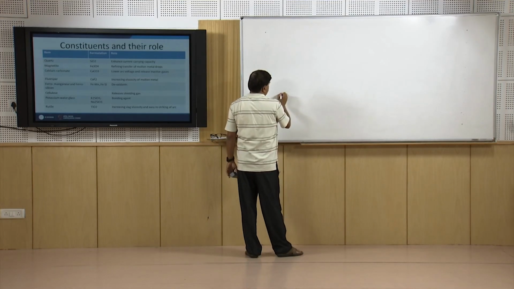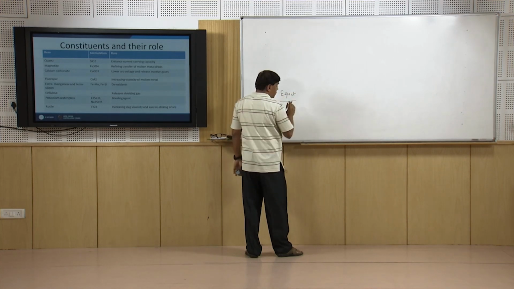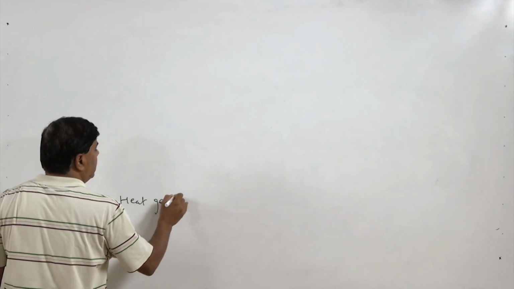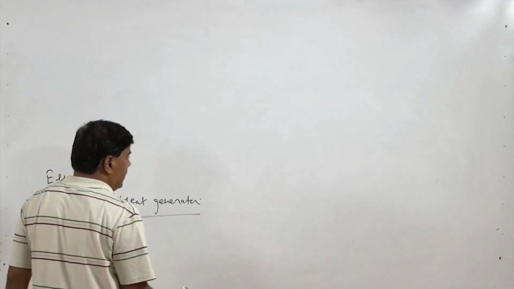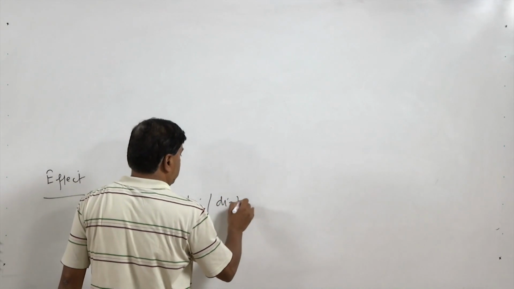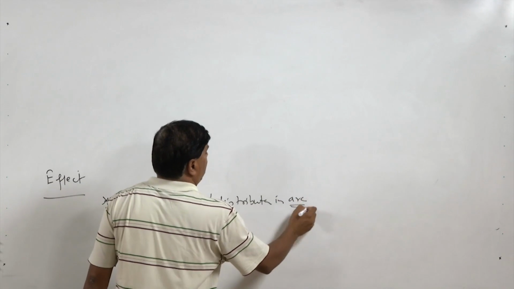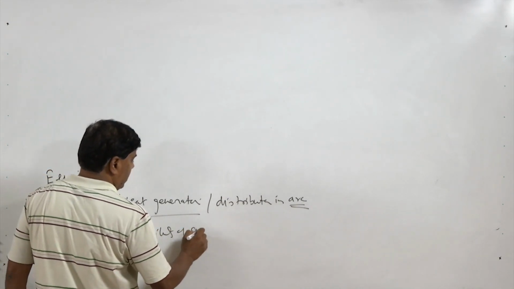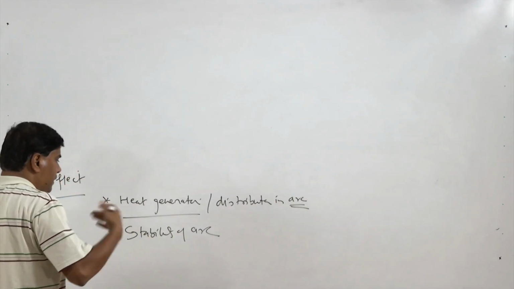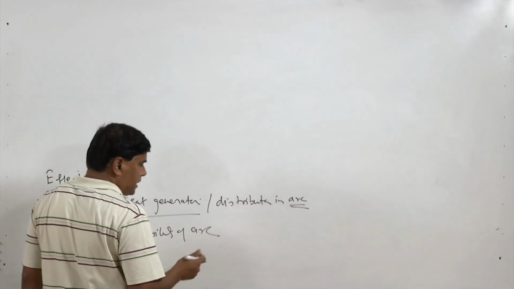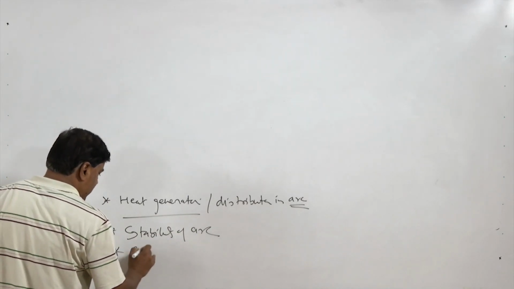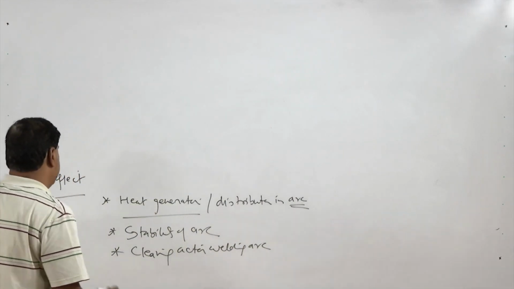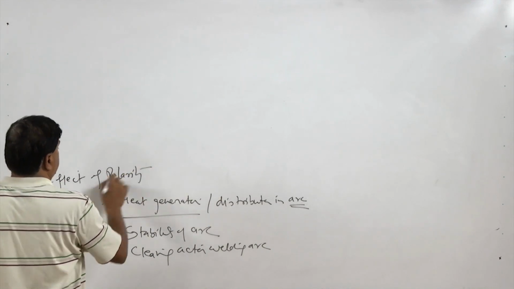So, what is the effect of polarity? Polarity affects three things in a very big way. One is the heat generation or heat distribution during welding in the case of the welding arc. Second, it affects the stability of the arc, especially in cases where the electrode is expected to emit electrons for good arc stability. So, a change in polarity can affect the stability of the arc in those cases. And another is the cleaning action which is offered by the welding arc when you are using a particular kind of polarity. So, these are the three main effects of polarity.